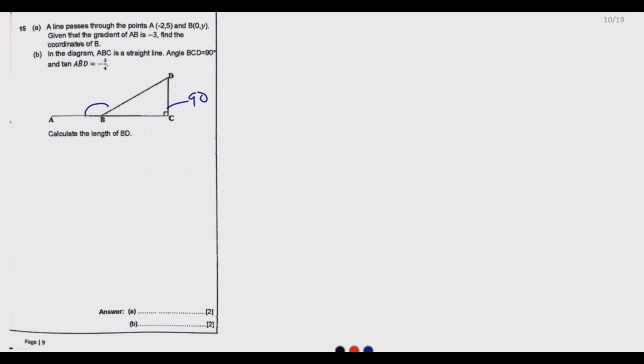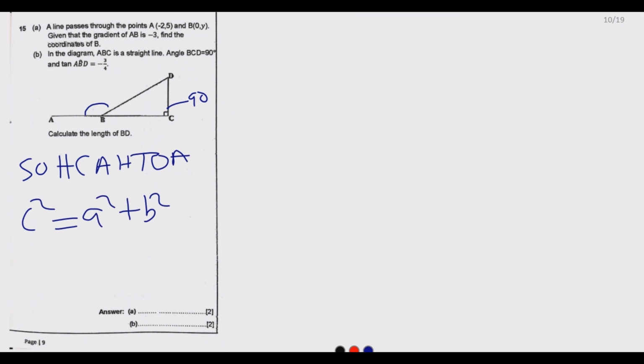For us to answer this question, we need to employ the principle of SOHCAHTOA and Pythagoras theorem, where c squared, the longest side, is equal to a squared plus b squared. Here c is the hypotenuse, which is h, then a is the adjacent, and b we will call the opposite. So that's what we need to know.